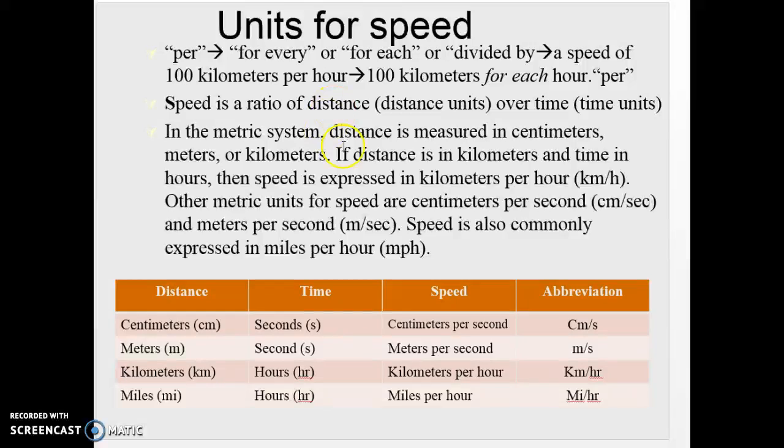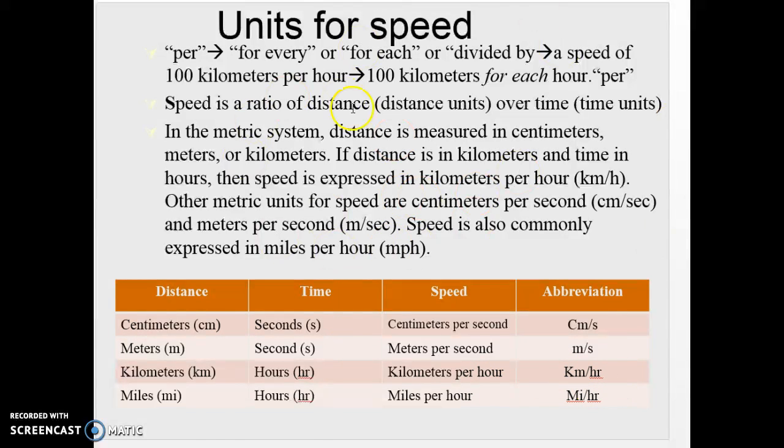Okay, so again, units for speed: just remember when you have units for speed, there's always going to be two. Whatever you measured your distance in, and then whatever you measured your time in. If you measured your distance in centimeters and you measured your time in seconds, your speed is going to be centimeters per second. That little slash line means per. Meters per second would be m/s, and kilometers per hour would be km/hr.